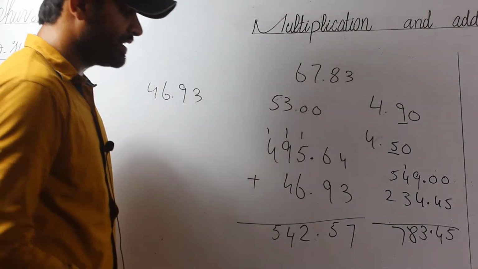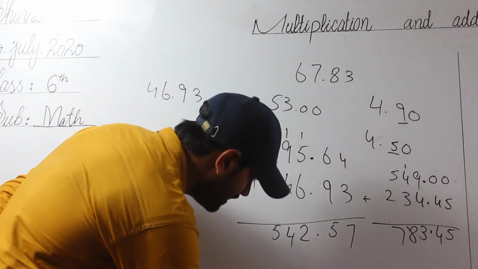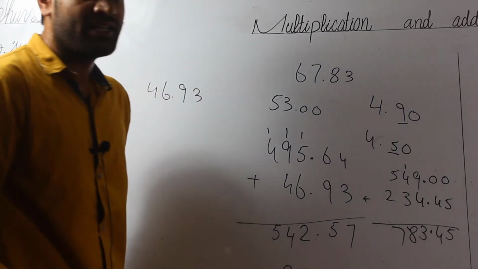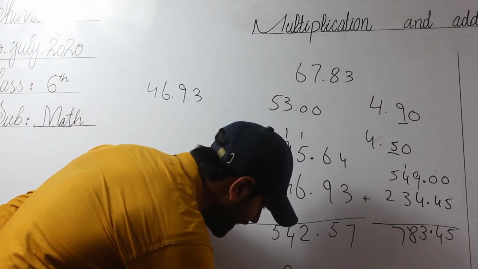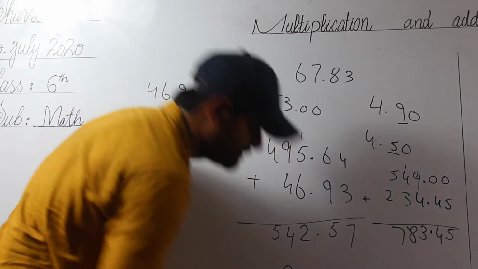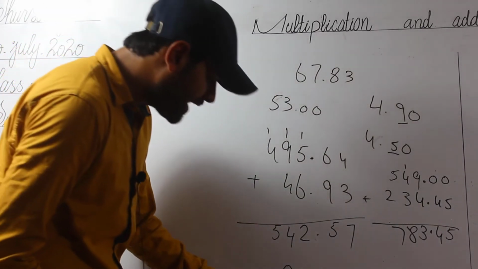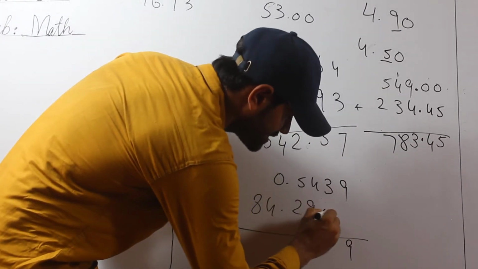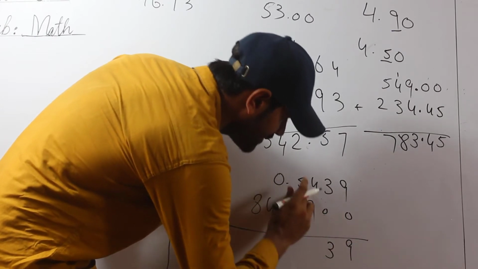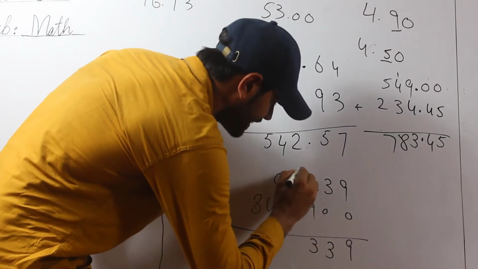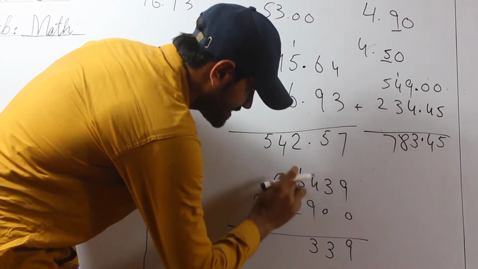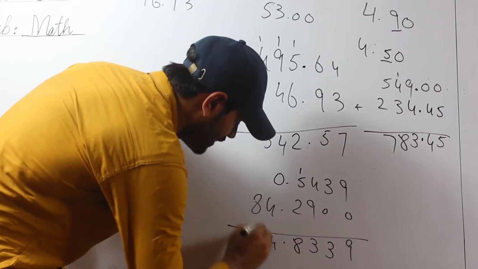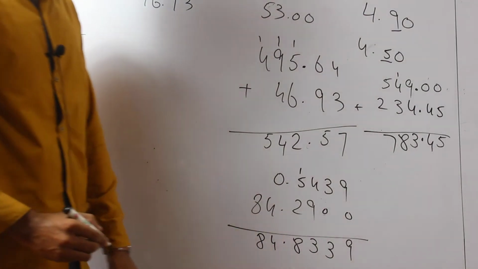So I take another example of addition. I have a number 0.5439, and another number 84.29. I put the point under the point, then perform the addition. 9, 3 plus 0, 3, 4 plus 3, 13, and again carry 1. 5 plus 2, 7, 7 plus 1, 8, and the point. At the position 4 plus 0, 4, and 8 as it is. 84 point.